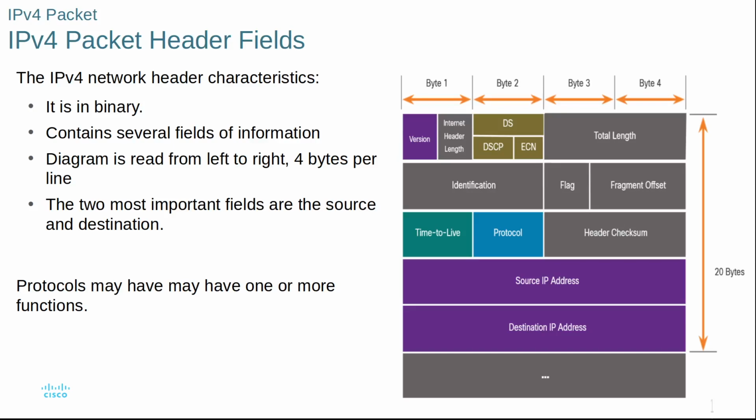IPv4 headers are in binary, right? They're represented in binary. It doesn't look like this pretty format that we see on the screen. This is our representation of it, so we can visually understand how it looks, right? But it's binary. It's just ones and zeros. It has a whole bunch of information. And the diagram's read left to right, 4 bytes per line. But the two most important ones, I'm going to say 3, right? The Cisco slides say 2. I think there's 3 here, really. Source and destination IP address. Also version, because that'll tell you if it's version 4 or version 6.